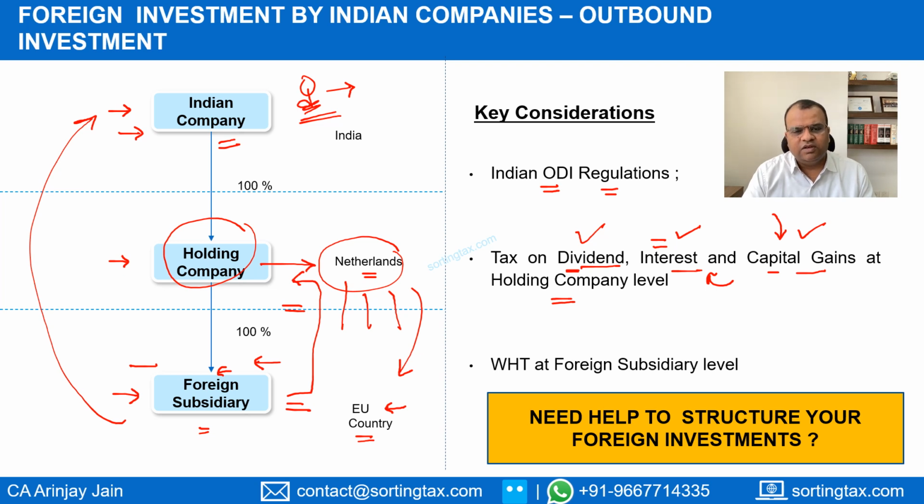The next consideration is what is the withholding tax at the foreign subsidiary level. And this again is going to be a factor of two things. One, the domestic tax rate, which in any case you can't change. But what you can look out for is if this foreign subsidiary has a good treaty network with a holding company jurisdiction, then the chances are that the withholding tax on such payment can be reduced drastically.